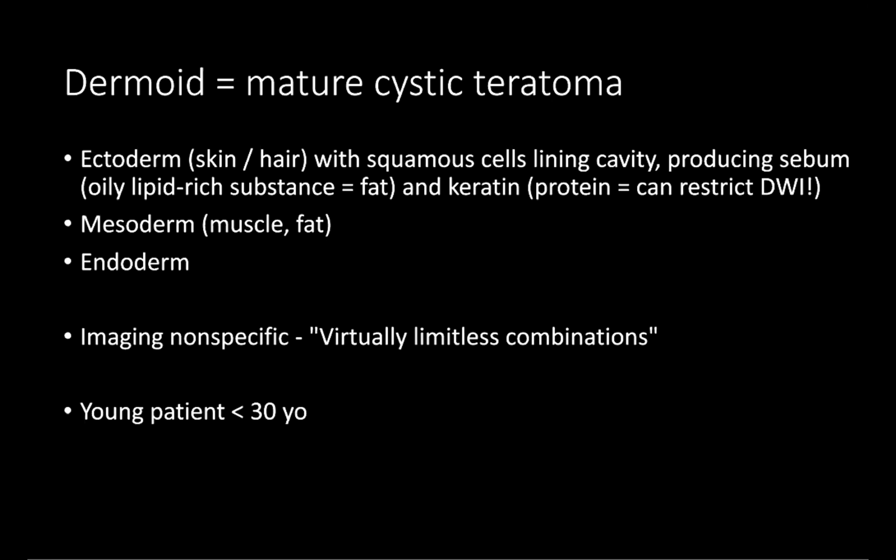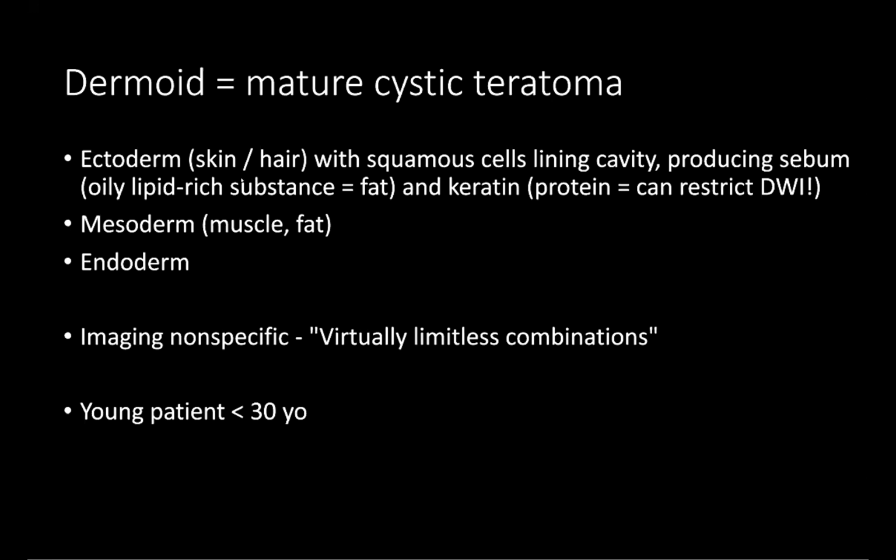So dermoids are mature cystic teratomas. Teratomas have all three layers: ectoderm, mesoderm, and endoderm. And they usually have 2 out of the 3. And actually, pathologically, if the ectoderm predominates, that's when pathologists call it a dermoid. Otherwise, they just call it a mature cystic teratoma.